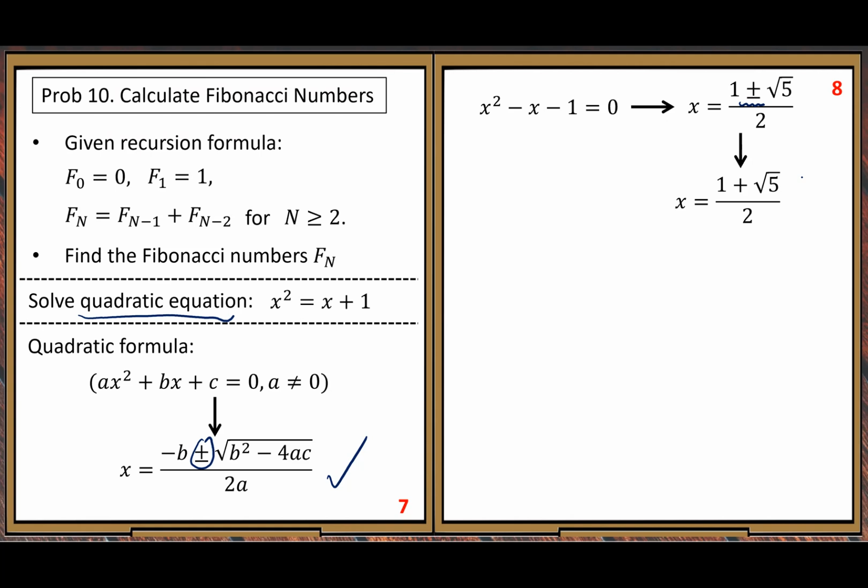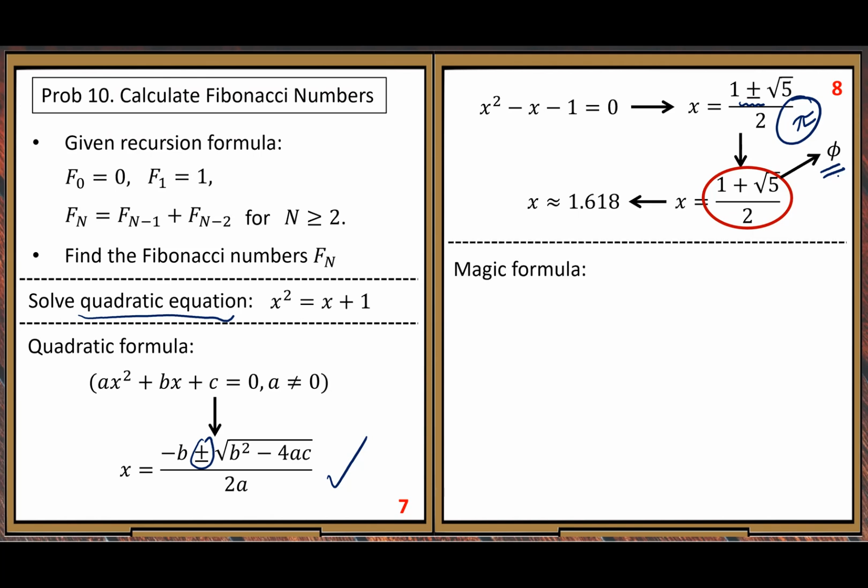This number is approximately 1.618, and people call it the golden ratio. They use the Greek letter phi to represent the golden ratio as a notation. We know pi, right? But for the golden ratio, another Greek letter, phi, is used.